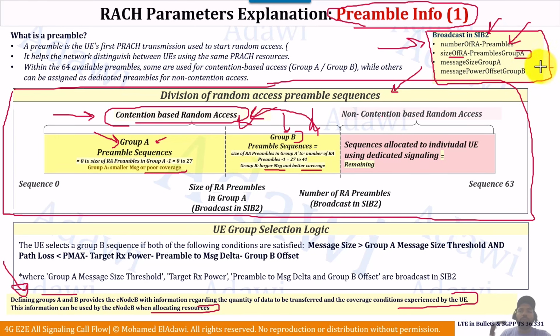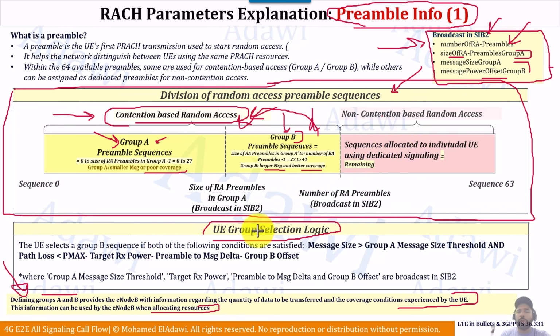If you look into these other two parameters here, one called the message size for group A is identifying a specific size for the message. If the message is greater than the size, it will use group B. Or if the user is already in a poor coverage based on this power offset, the user will also use group B. So this is the user group selection logic to decide whether group A or group B is going to be used based on these parameters.